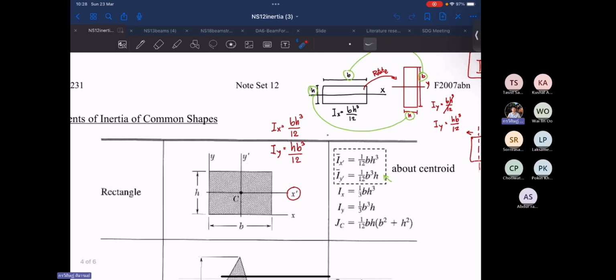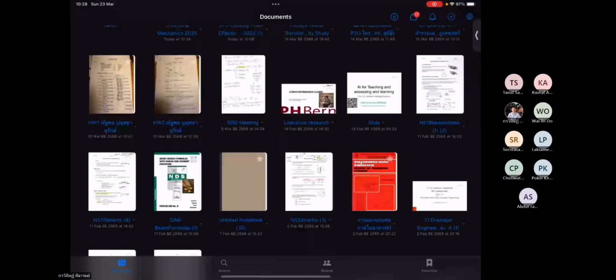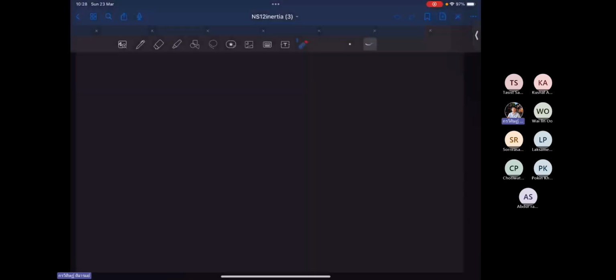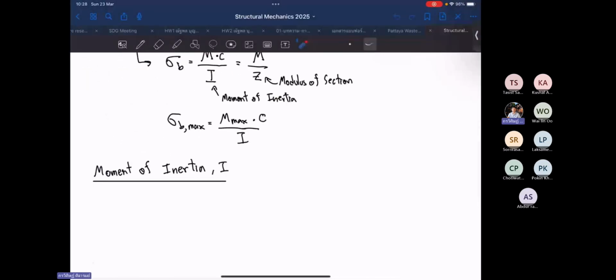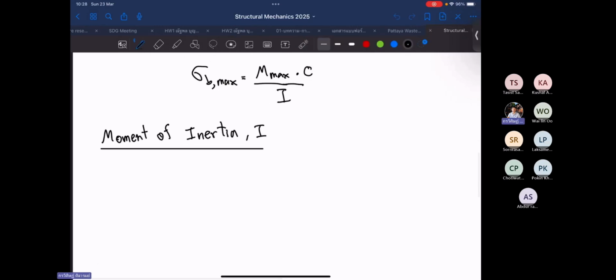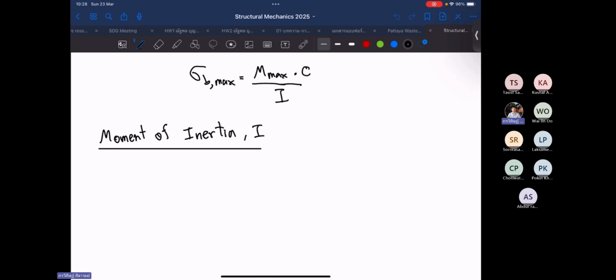Okay. Let's go back to our paper, and this one is for I, the moment of inertia of a simple shape.